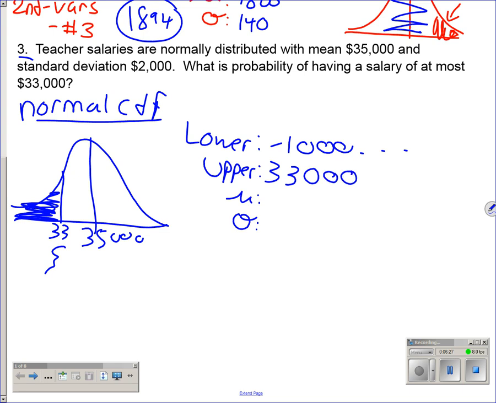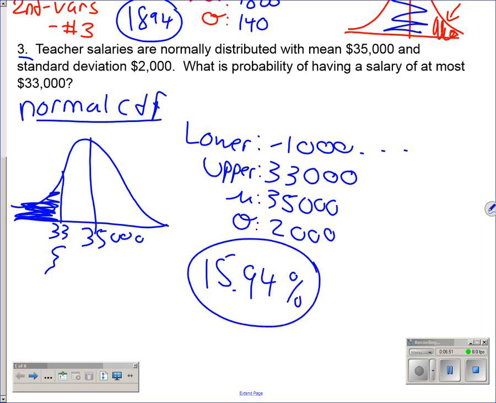All right, the mean and standard deviation is always given. It's 35,000 and 2,000. All right. I've got the calculator. What'd you get? 15.94 or something. 94%. Sure. Pretty cool.